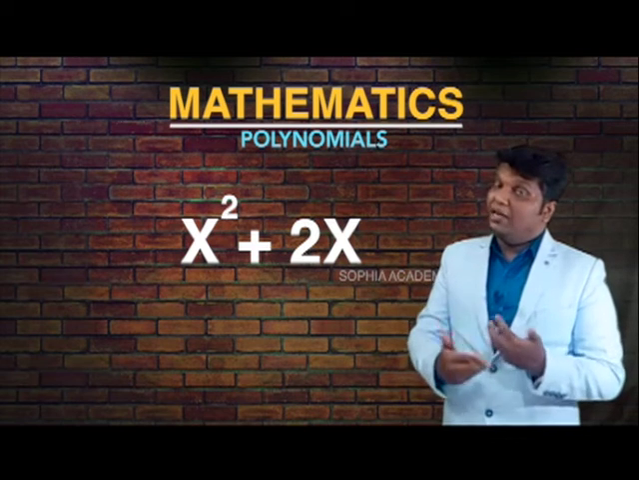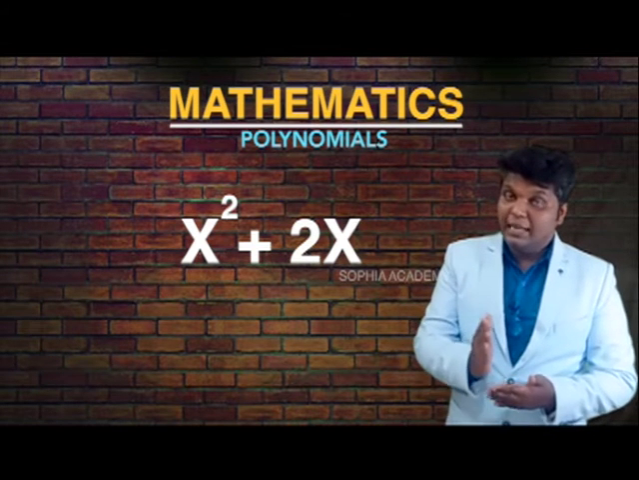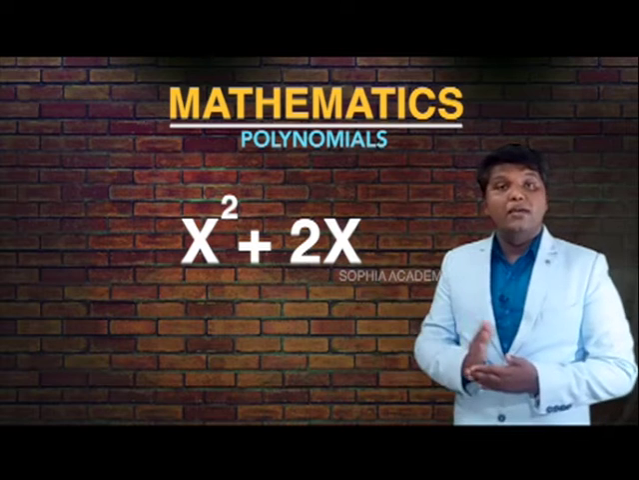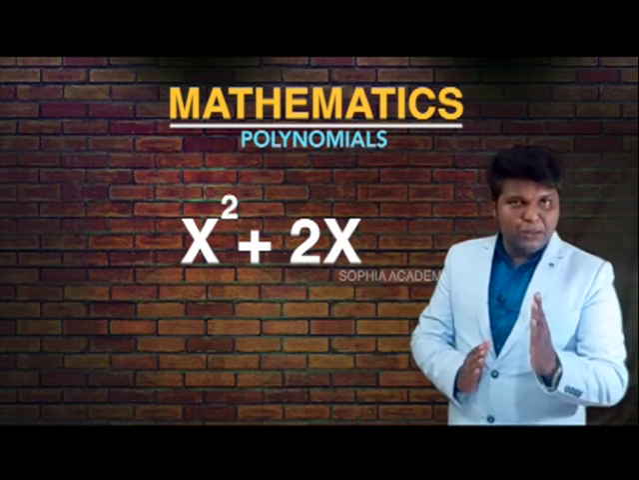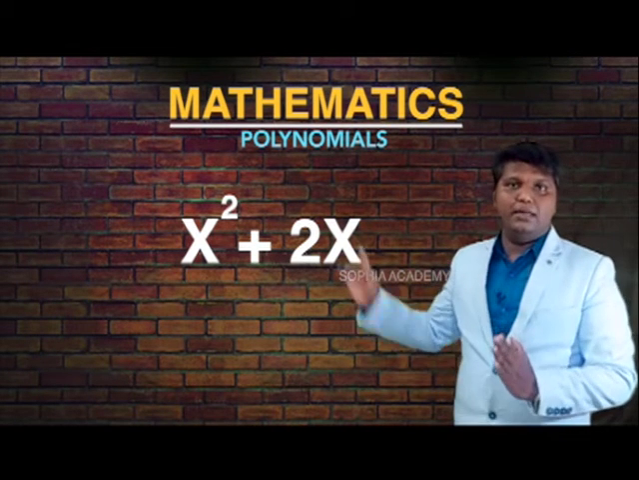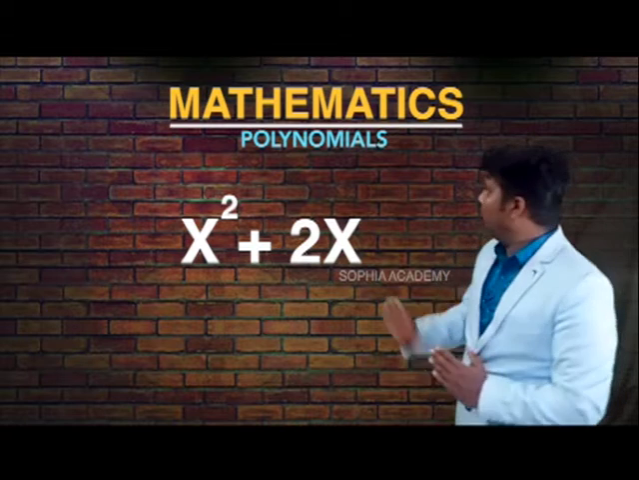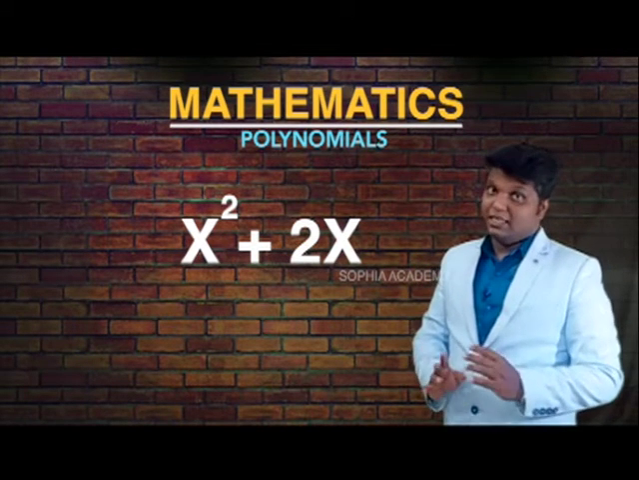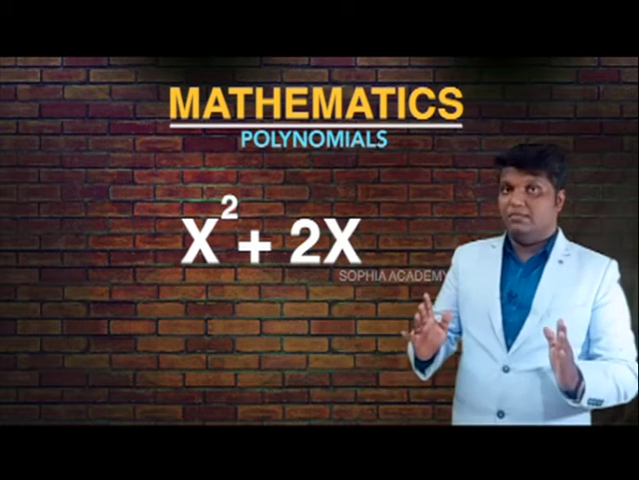So how can we identify how many terms are there? There should be an addition sign. That means there should be a sign of addition or a sign of subtraction. Either plus should be there or minus should be there. So here plus is there. That's why we can say in this given polynomial, there are 2 terms. Is it clear? There are 2 terms. So the number of terms we can understand.